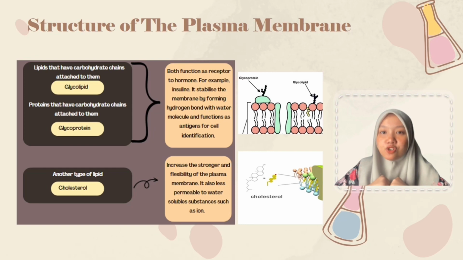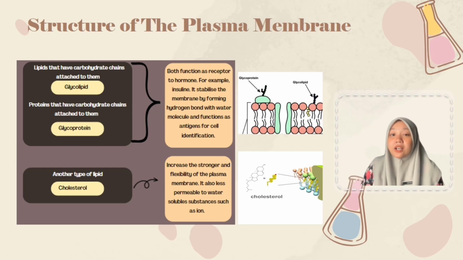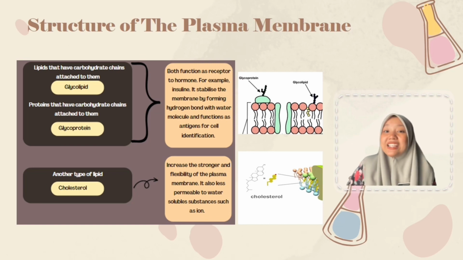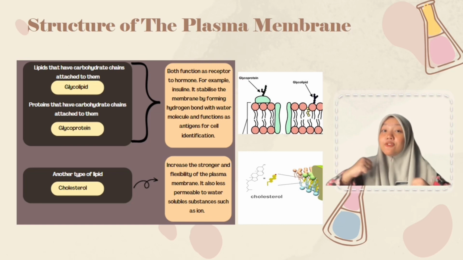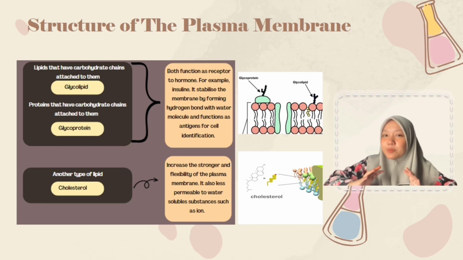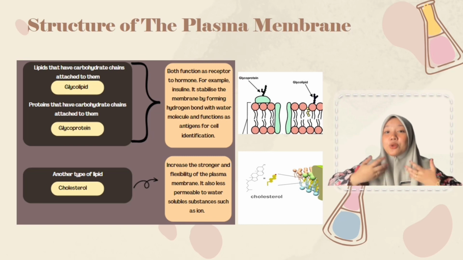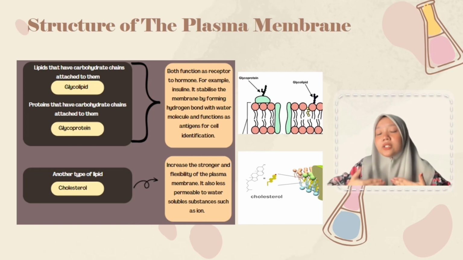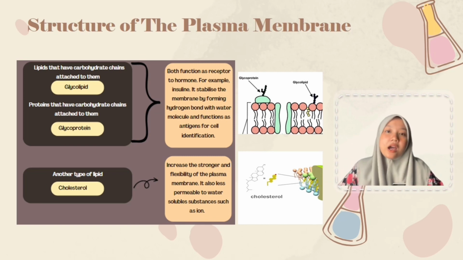cell identification. Next, there is another lipid known as cholesterol. The function of cholesterol is that it plays an important role in increasing the strength and flexibility of the plasma membrane. It is also less permeable to water-soluble substances such as ions. So now, let's take a look at the video of the movement, how the substances move in and out of the plasma membrane in the next slide.